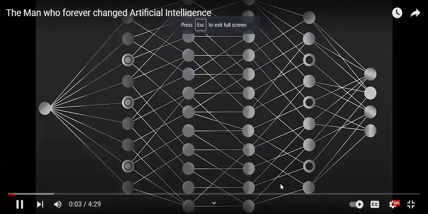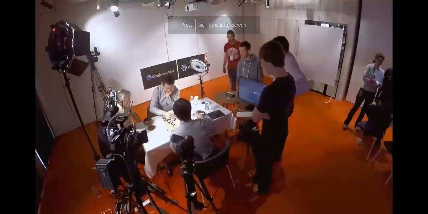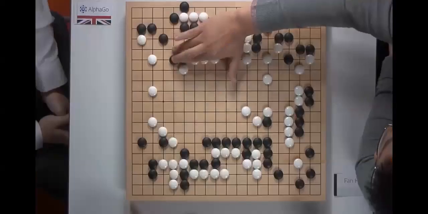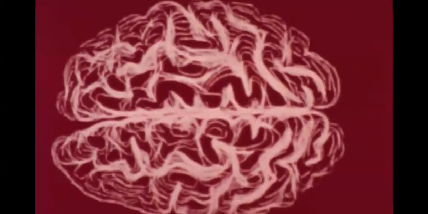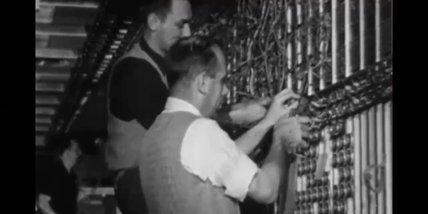The success of neural networks has sparked the AI revolution in the last 10 years. And from Atari games to Go to Dota and to StarCraft. What many people don't know, the basic idea of neural networks has been around since the late 1950s. Welcome to the origins of neural networks.